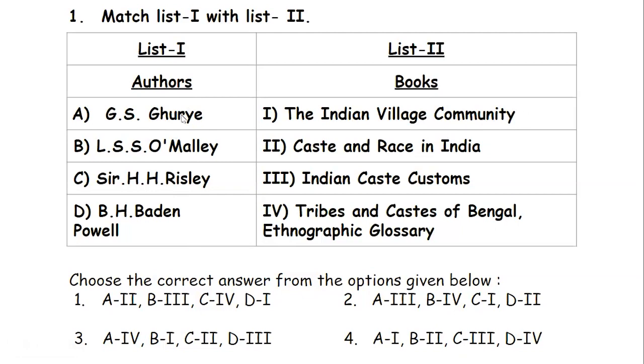The authors are G.S. Ghurye, L.S.S. O'Malley, Sir H.H. Risley, and B.H. Baden-Powell, and the books are The Indian Village Community, Caste and Race in India, Indian Caste Customs, and Tribes and Castes of Bengal, Ethnographic Glossary. We have to match list 1 with list 2: who wrote which book? The options given are combinations of different options. Before moving straight into the answer, let's know a little bit more about these options.